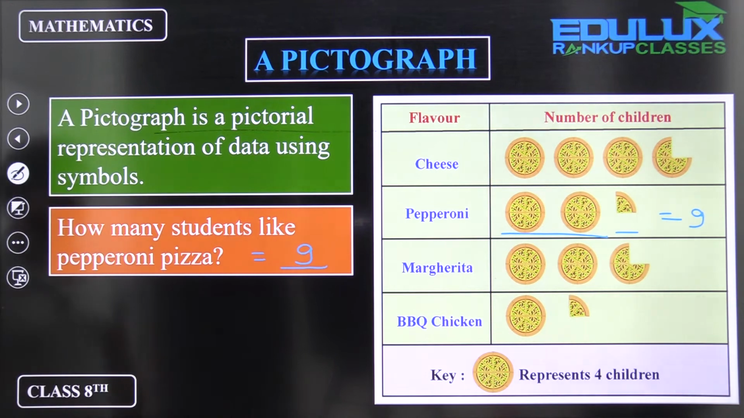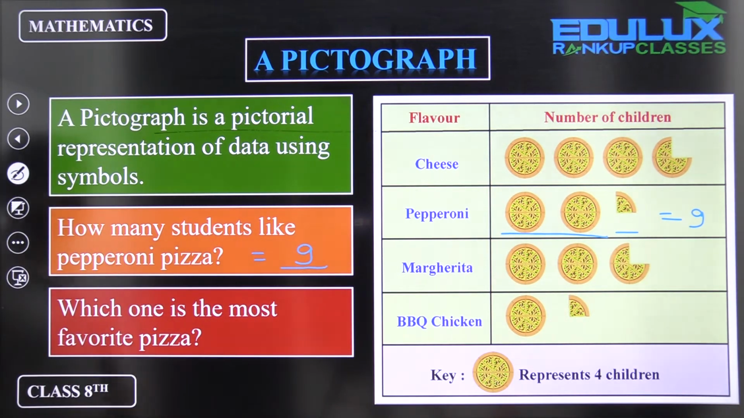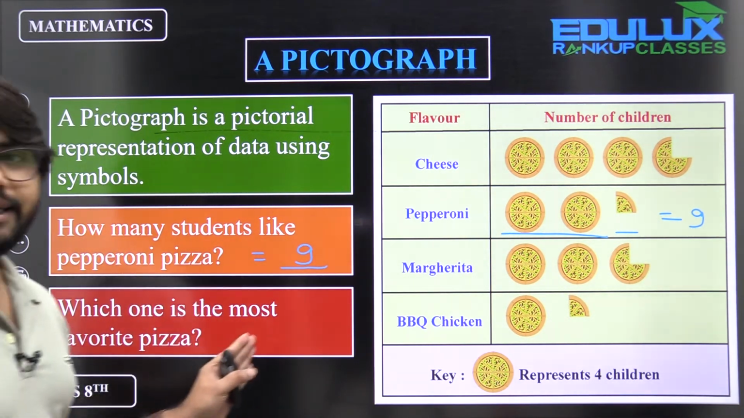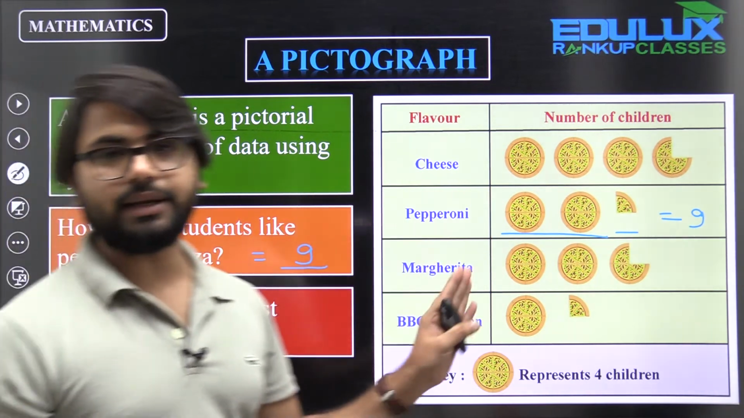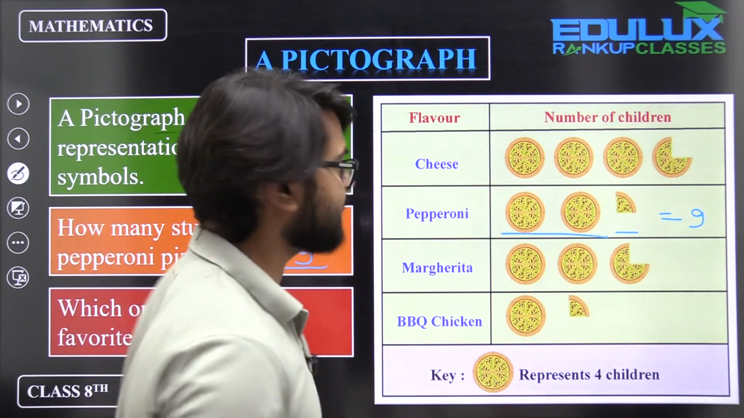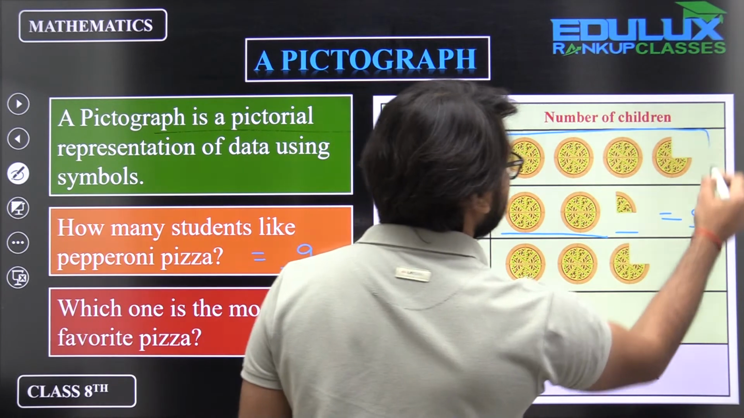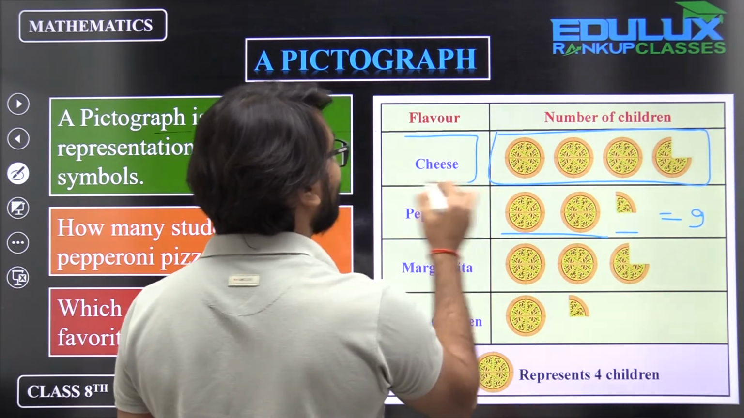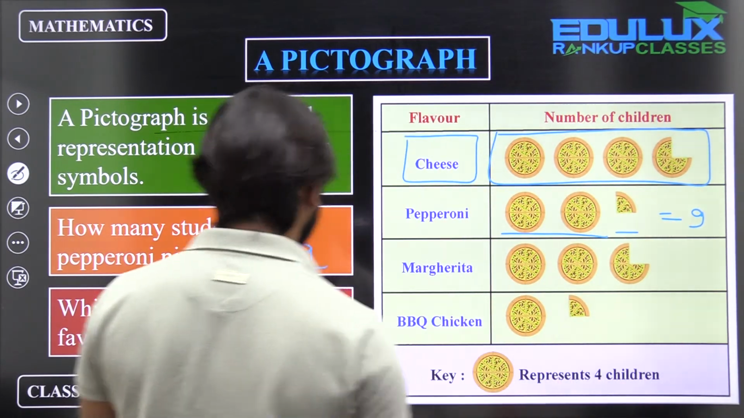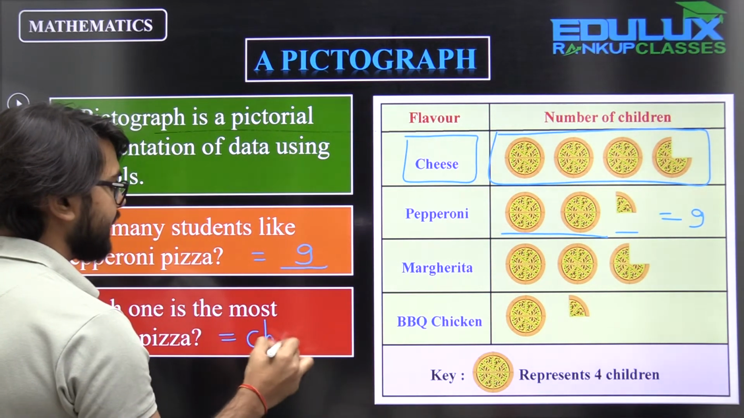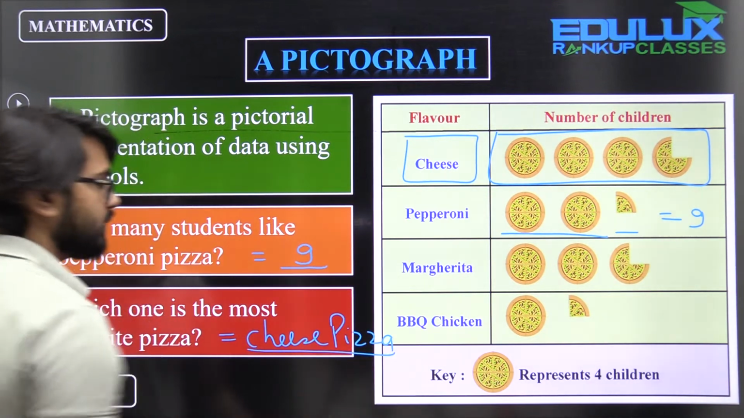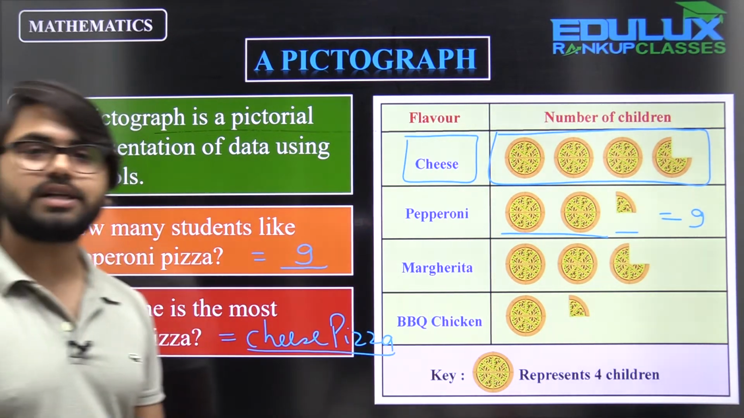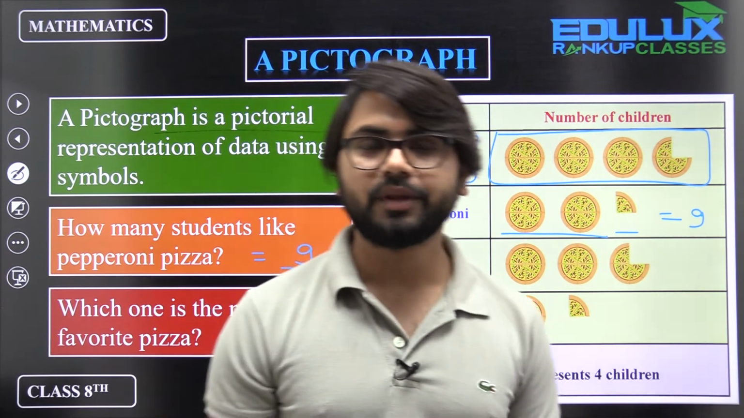We may have problems like this. Which one is the most favorite pizza? As you can see, the information being asked here is which one is the most favorite pizza. Without actually calculating the number of children, we can say this is the pizza mostly liked by the children, which means cheese pizza. You can answer this as cheese pizza is the most favorite among the children. This type of information, students, we can provide with the help of a pictograph.